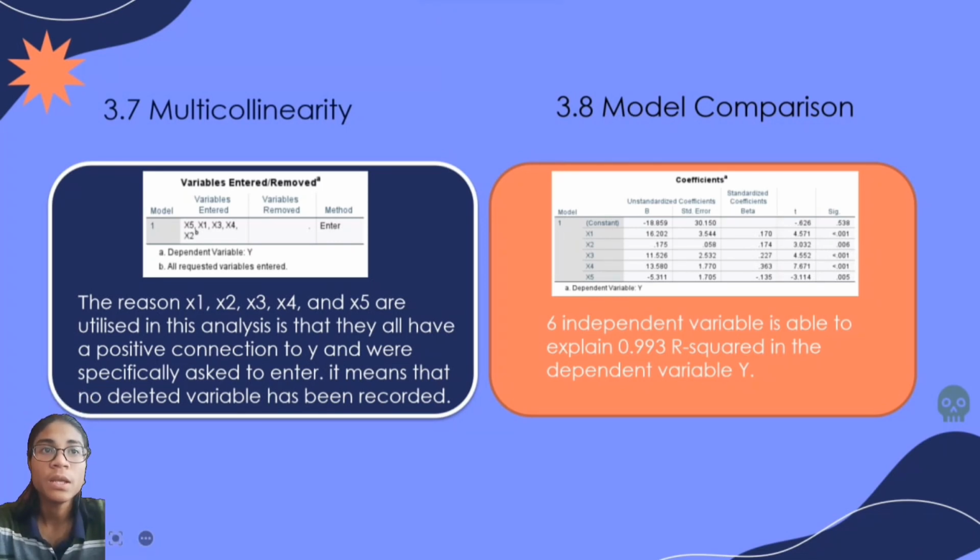For model comparison, SLR is one of the most common technique of regression analysis when there are only two variables. Meanwhile, MLR is a broader class of regression that encompasses linear and nonlinear regression with multiple explanatory variables.